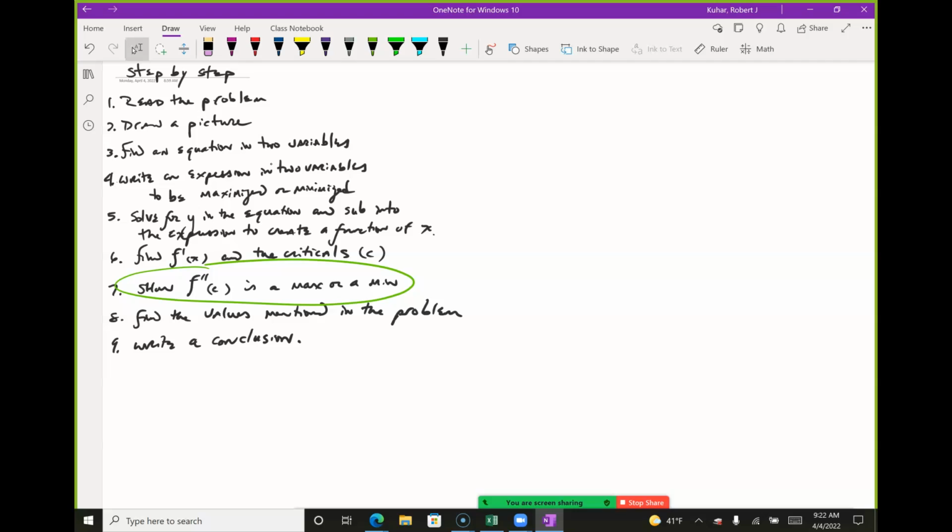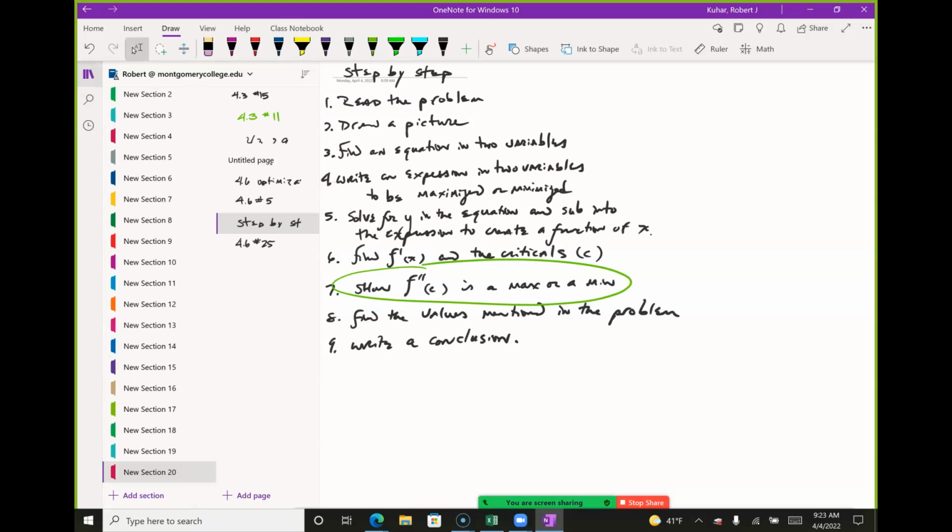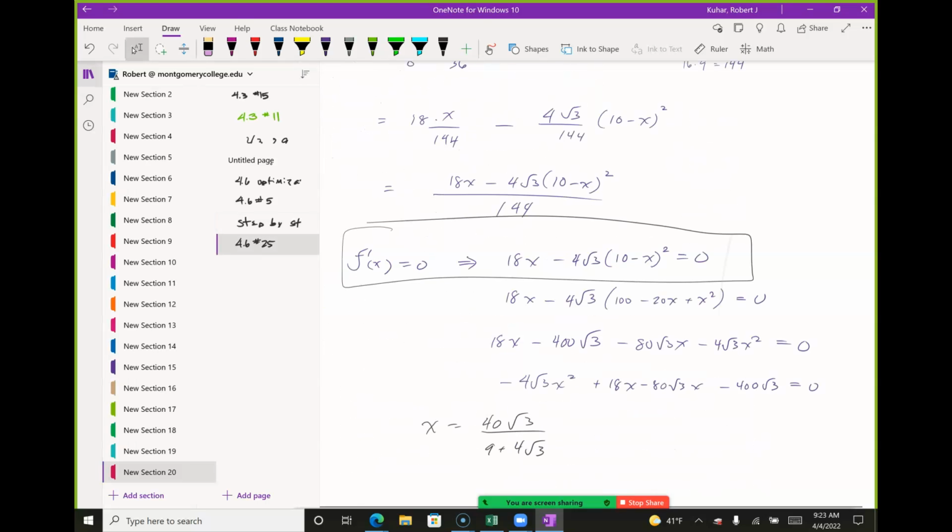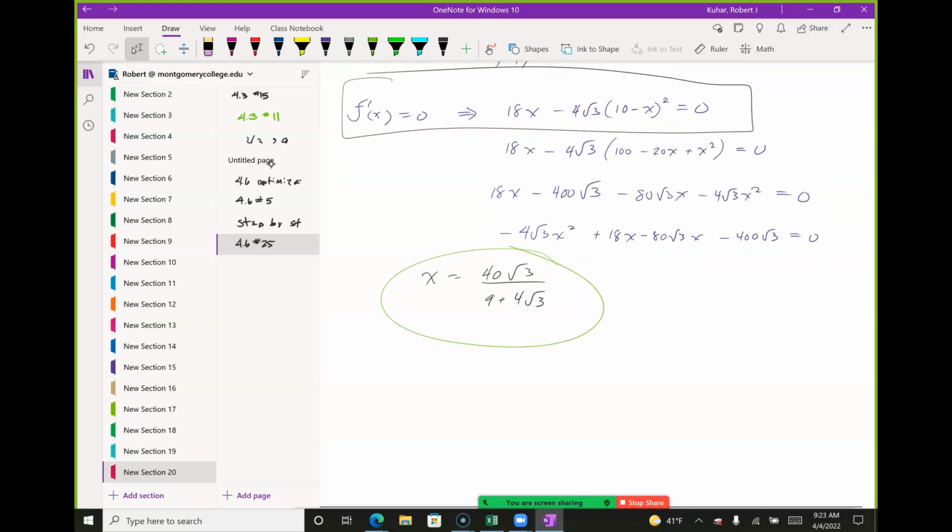11, easy. It's a box. 15 is a distance problem. Wait for me on 15. And 25, I know that I made something more complicated than I need to find a critical value. But you know what the critical value is now, so you should be able to get there. Okay. All right. Nice.